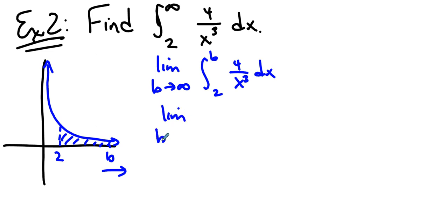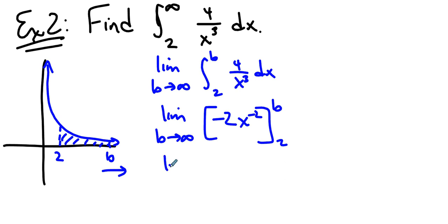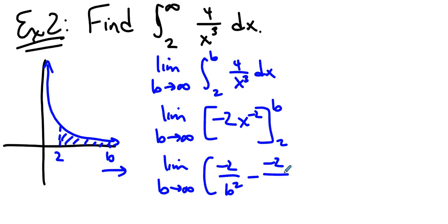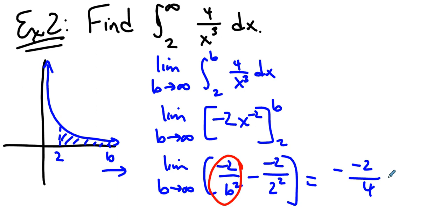So we ask ourselves how you do that. Well, we take an antiderivative from 2 to b. What's that antiderivative? Negative 2x to the negative 2. Then the b goes in, and the 2 goes in, and we ask ourselves, what happens as b gets large? As b gets large, this goes to 0, which leaves us with negative negative 2 over 4. That's a half. And we've got it.